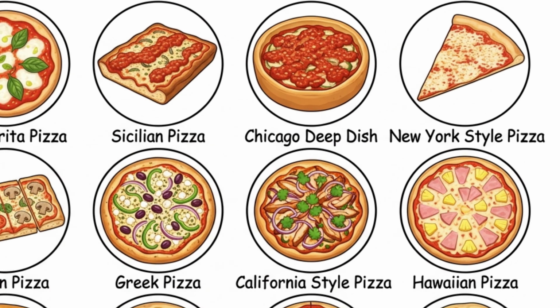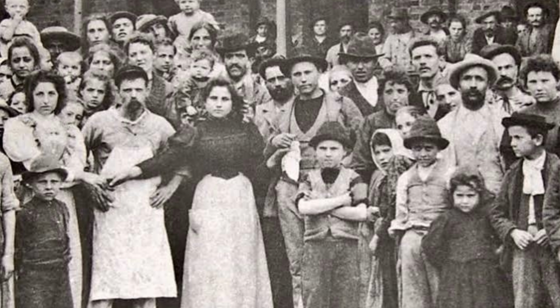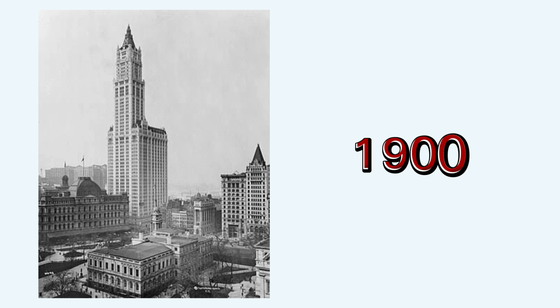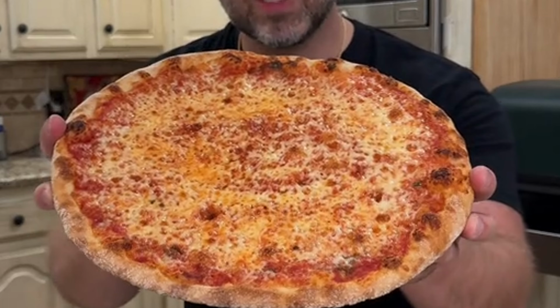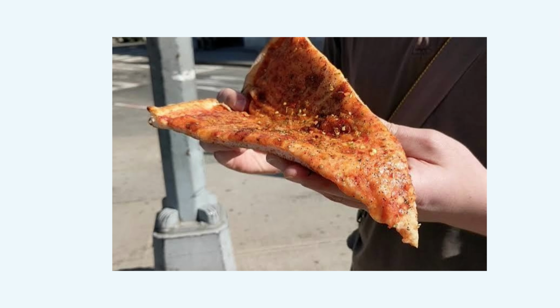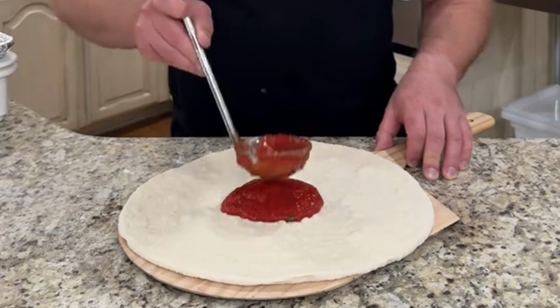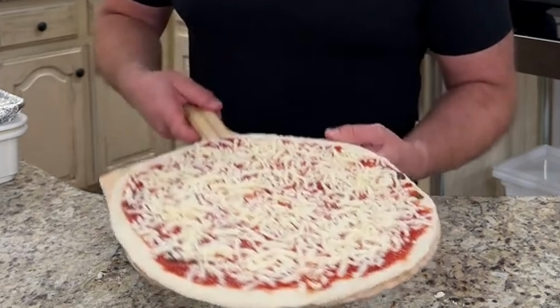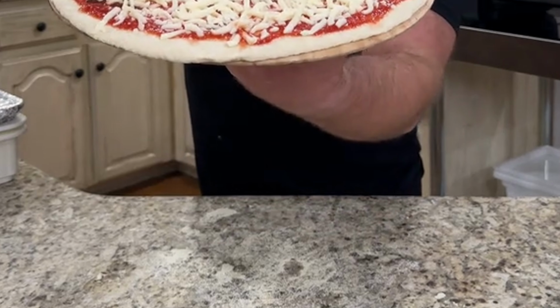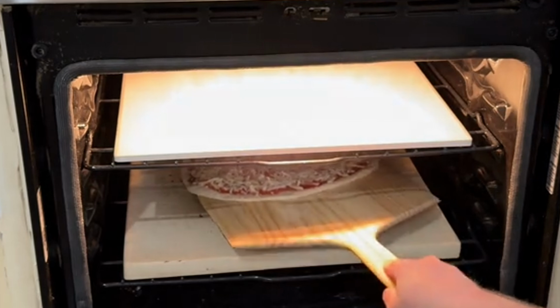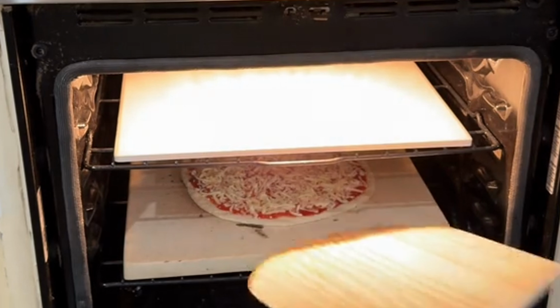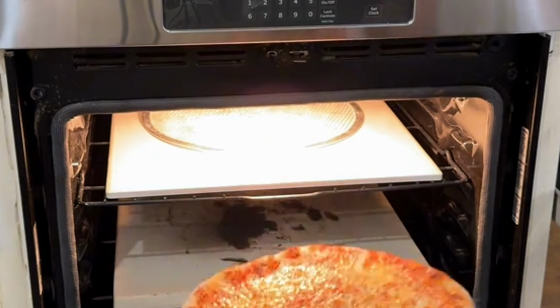New York-style pizza. Italian immigrants adapted their traditional recipes to American ingredients and ovens in New York during the early 1900s. This large, thin pizza features a flexible crust that can be folded in half for eating. The sauce tends to be less sweet than other American styles, and the cheese is typically low-moisture mozzarella. Coal and gas ovens cook these pizzas at lower temperatures than Neapolitan ovens, but higher than most home ovens.